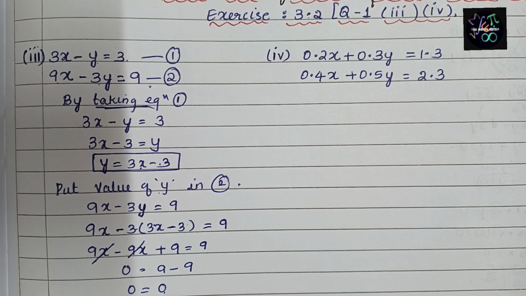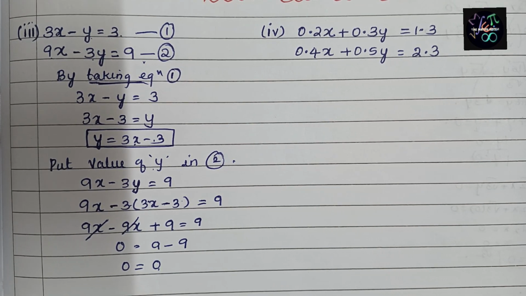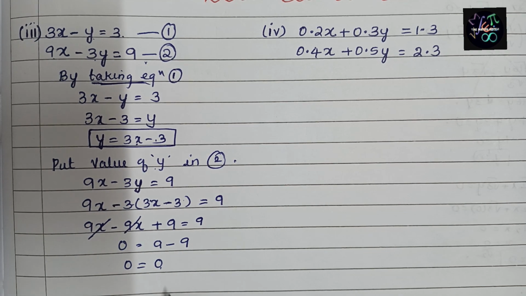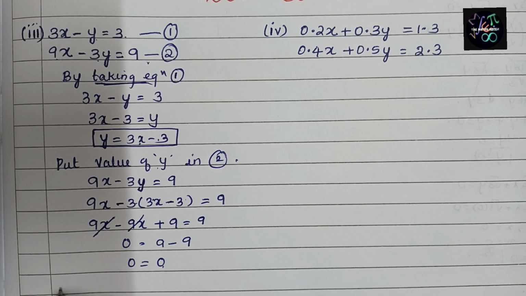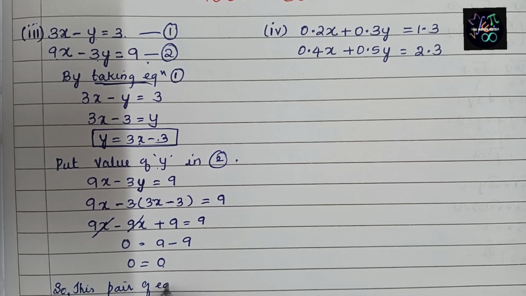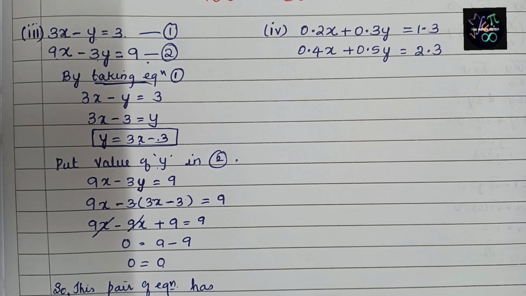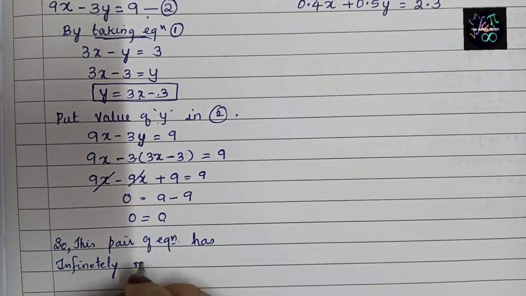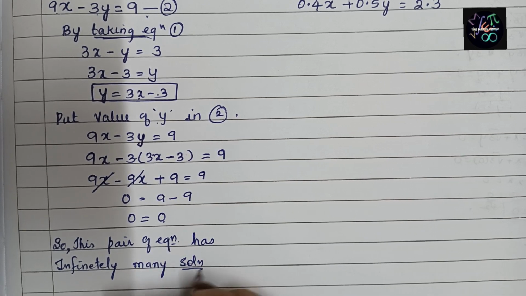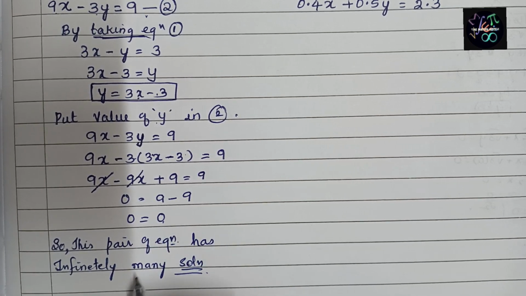Now we can see we didn't get any x value here, we didn't get a variable in this case. So we will write: this pair of equations has no variable. We cannot see a variable here. So this pair of equations has how many solutions? Infinitely many solutions. Okay, because we didn't get a contradiction here, LHS is equal to RHS we got. So in this case it has infinitely many solutions.